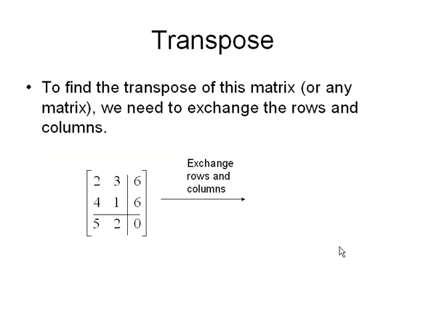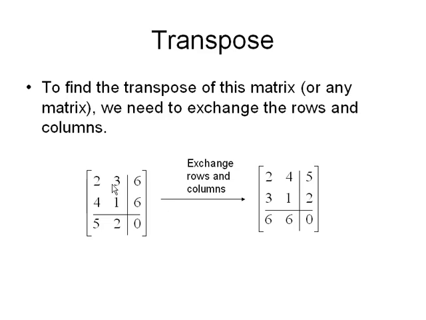What we're going to do is find the transpose of this matrix. We could do this to any matrix in exactly the same way. What we need to do is exchange the rows and the columns of the matrix that we just created. The first row is going to become the first column. The second row is going to become the second column. The third row is going to become the third column.